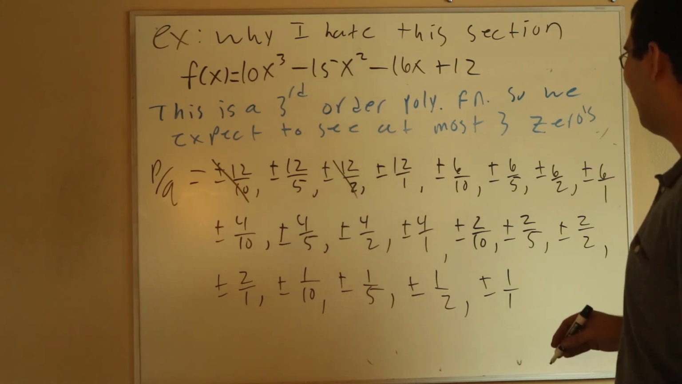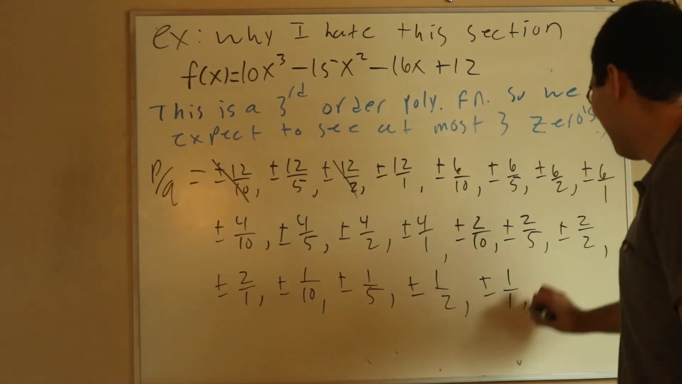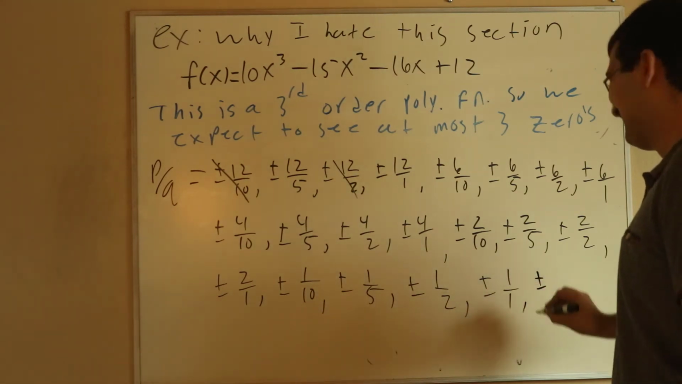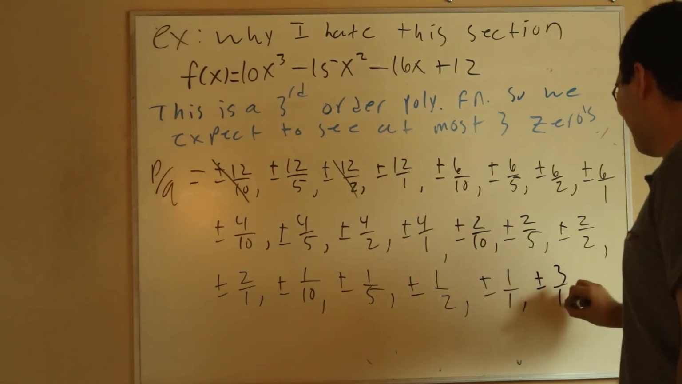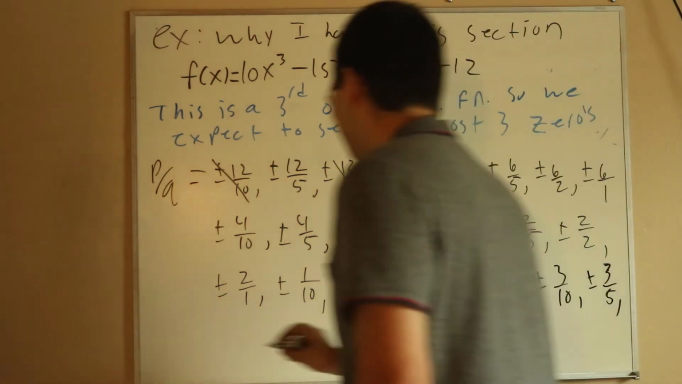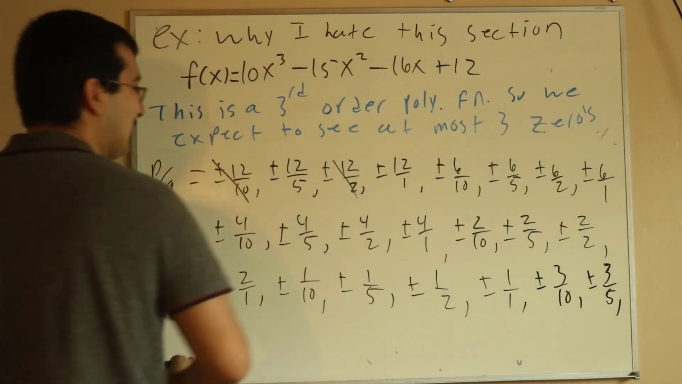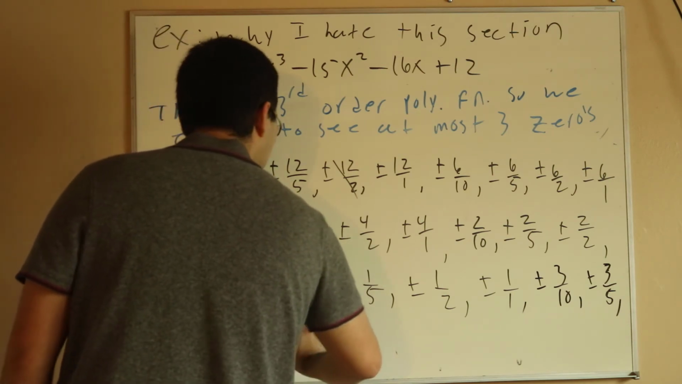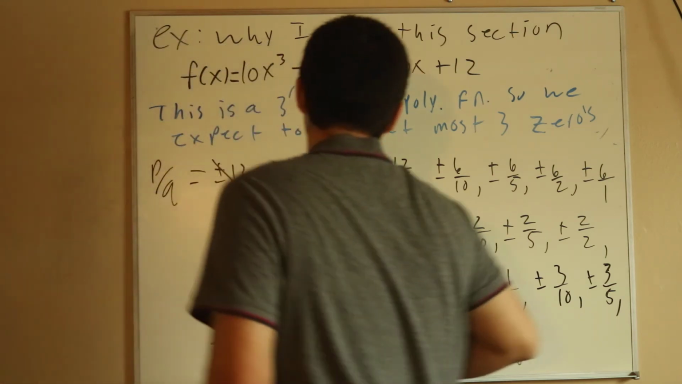6 over 10 can be simplified into 3 over 5. Which I just realized, oh my god, I missed the 3's. This list actually isn't done. Alright, so I have plus minus 3 over 10, plus minus 3 over 5, plus minus 3 over 2, plus minus 3 over 1. Okay, now the list is done.